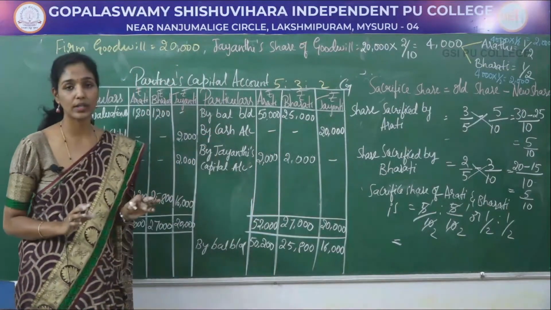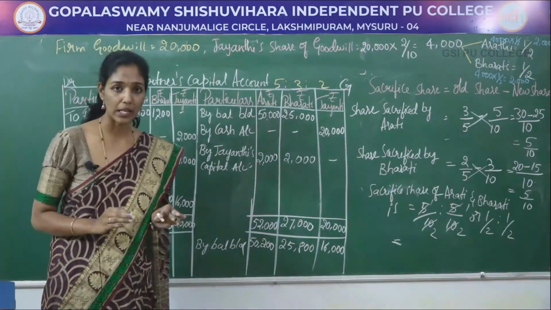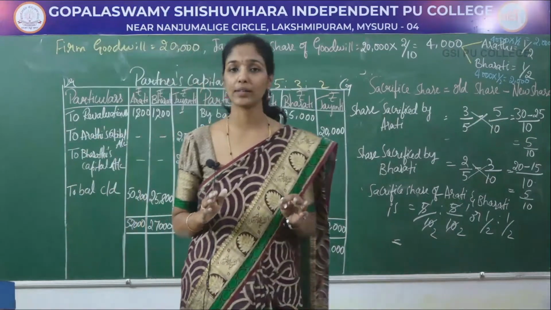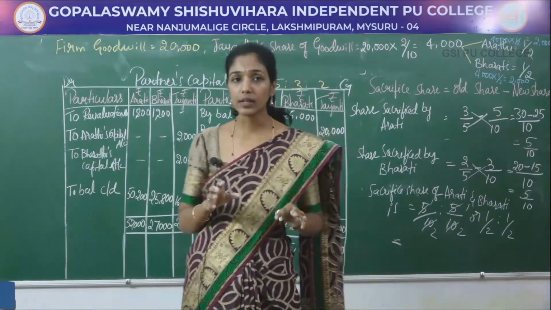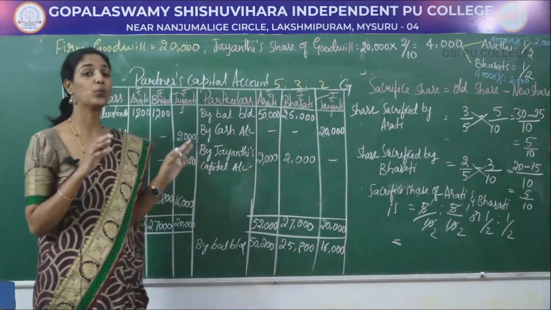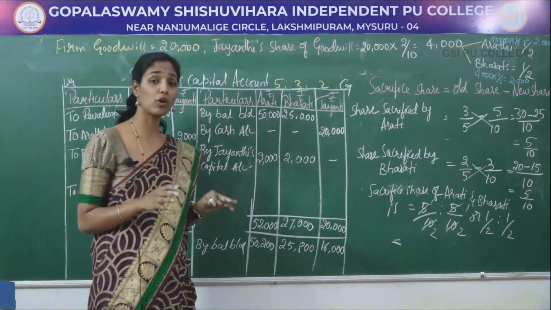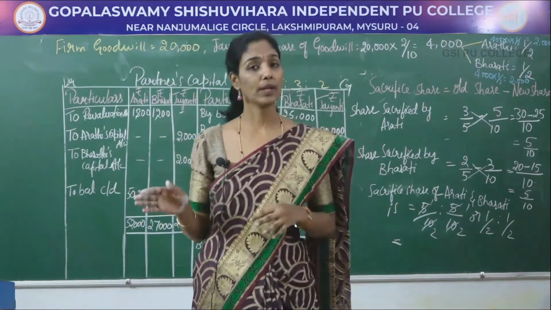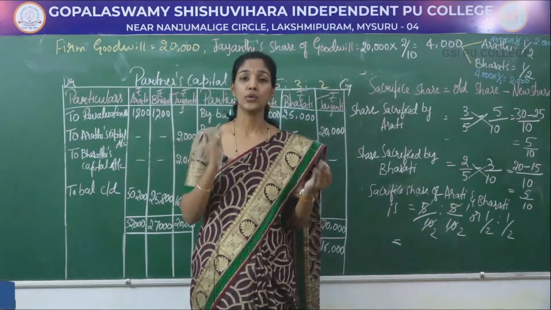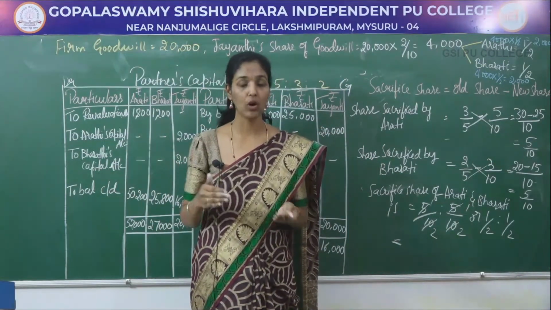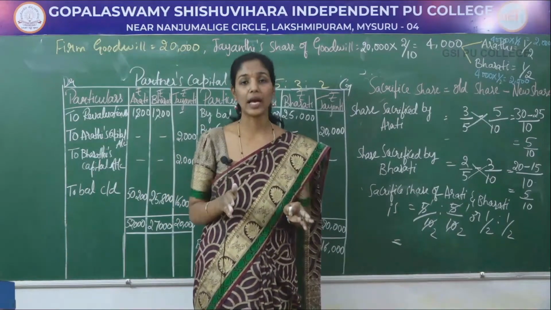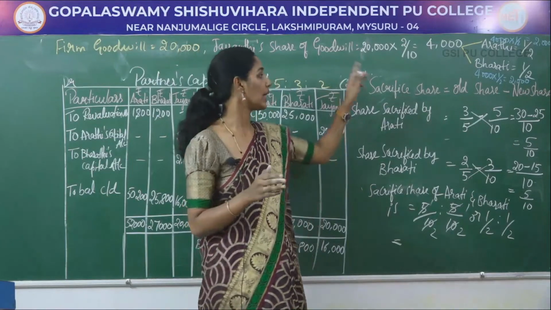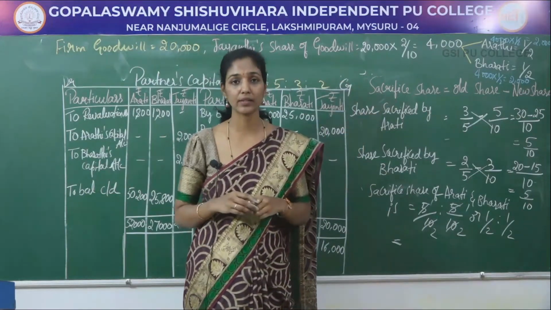So as per AS-26, when goodwill is valued, then the journal entry will be new partners capital account debited to old partners capital account, and in that partners capital account, the goodwill amount should be distributed among the old partners in their sacrifice share. In your present problem, they are given the new ratio as well as the old ratio. For this purpose, we need to calculate sacrifice share. What is the formula for sacrifice share? Sacrifice share equals old share minus new share.